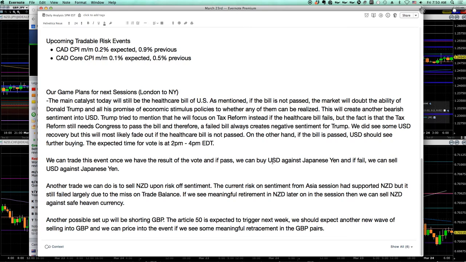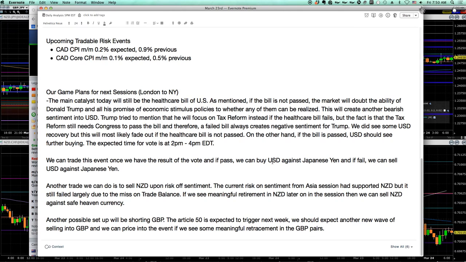Another thing that is more swing based, I shouldn't use that word, it's more long-term based, is British pound. What I'm looking at is that next Wednesday, Article 50 is going to be triggered. So basically next week will be a very volatile week for British pound. I think the market will once again realize the impact of Brexit when it realizes Article 50 has been triggered. I think the downside pressure is large, so we should see British pound drop. My game plan right now is trying to price into that event.